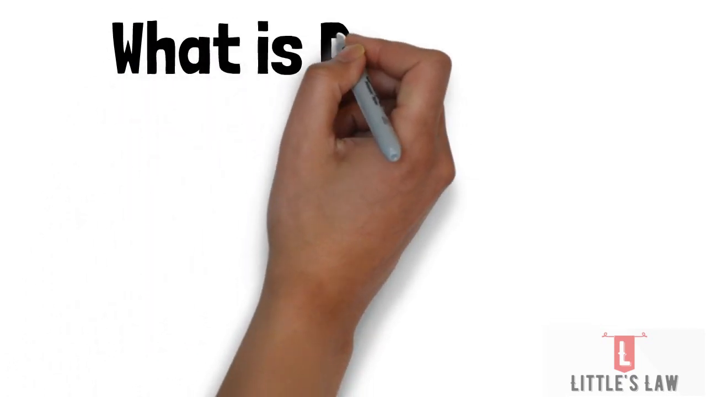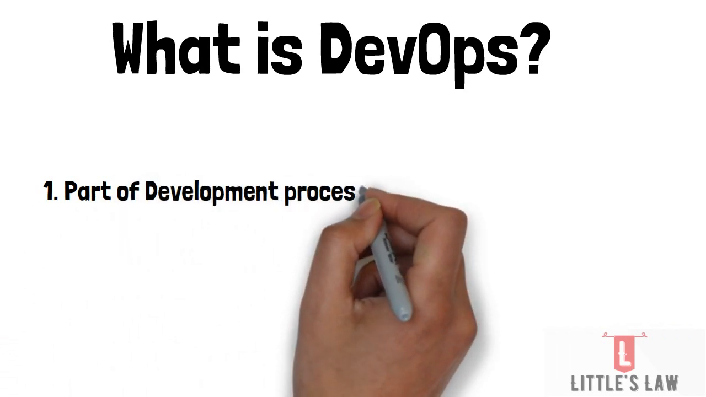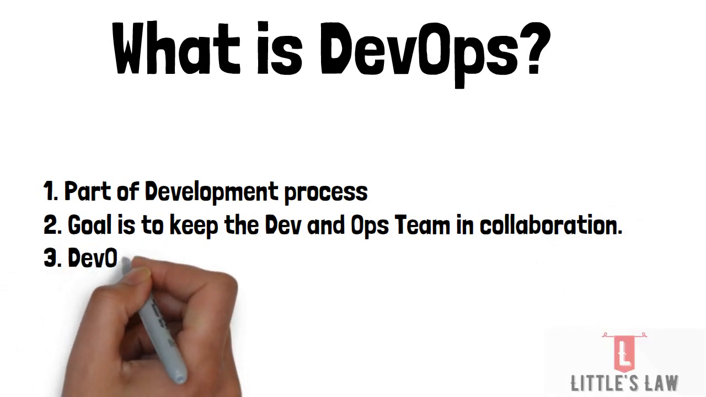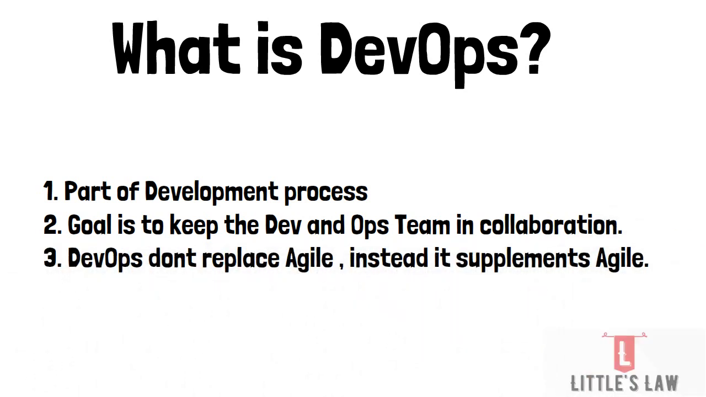So far we saw what is Agile and what the core principles of Agile are. Now we will see what is DevOps and what the core principles of DevOps are. DevOps is the part of the development process that comes after the software has become operational. With DevOps, the goal is to keep the development team and operations team collaborating in unison to ensure that the software works smoothly and evolves alongside the customer's needs.